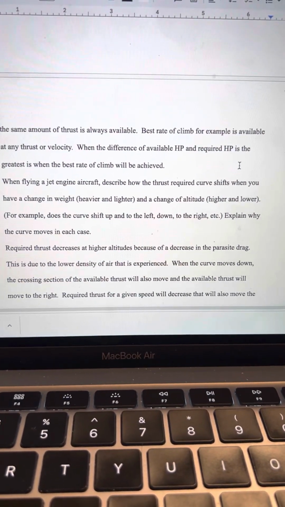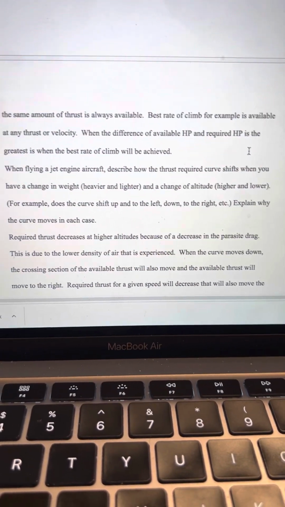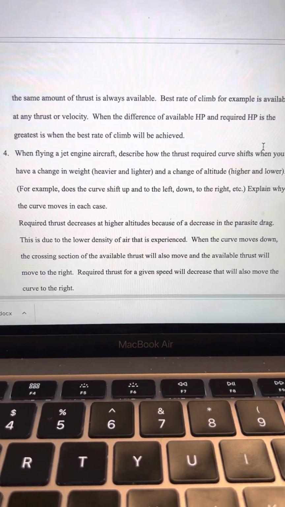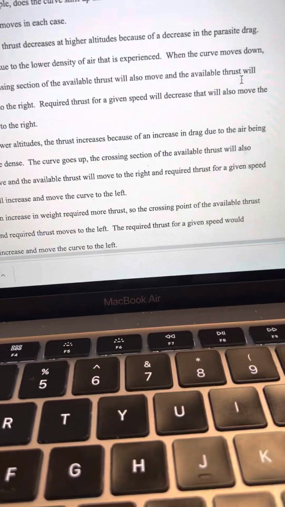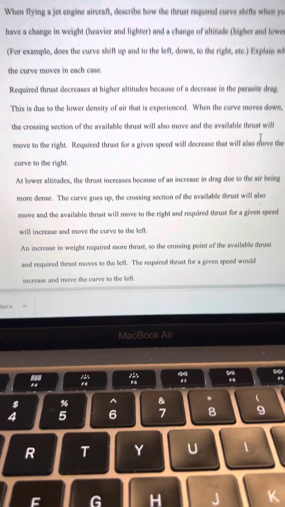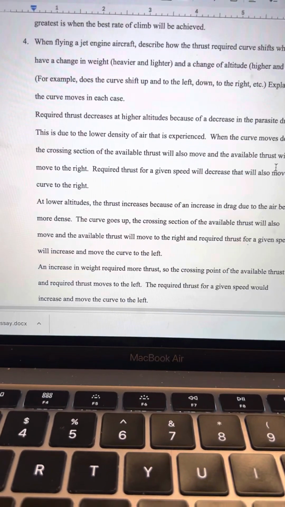And then the best rate of climb will be achieved when the difference of the available power and the required power is the greatest. And then to answer number four, when flying a jet aircraft, describe how the thrust required curve shifts when you have a change in weight and a change in altitude.